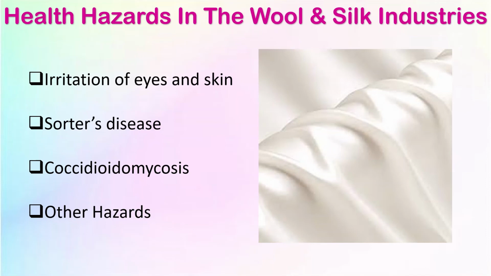Coccidioidomycosis. Besides anthrax bacteria spores, spores of the fungus Coccidioides immitis can be present in the wool. This fungus can cause a disease known as coccidioidomycosis, also known as California fever. This disease, if it occurs along with anthrax, is difficult to treat.